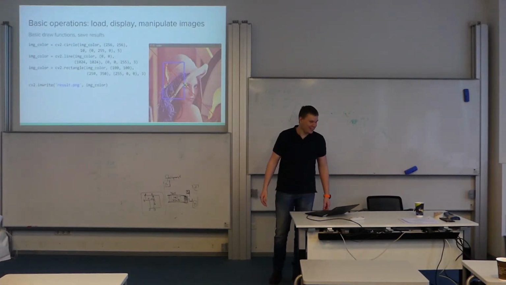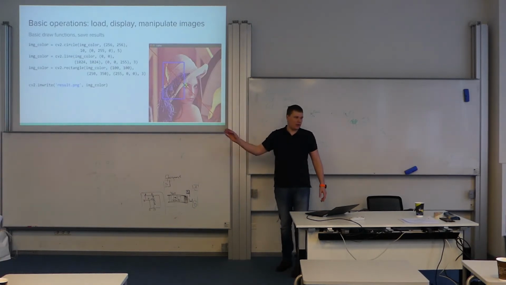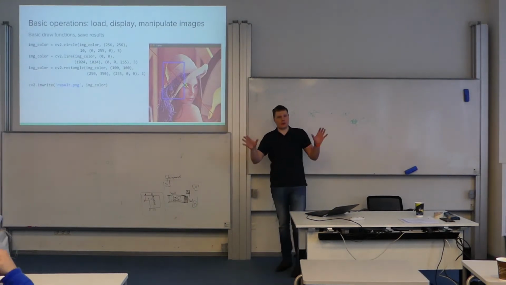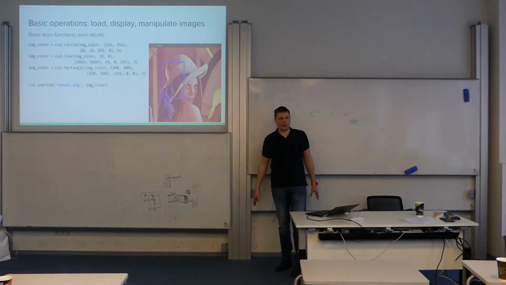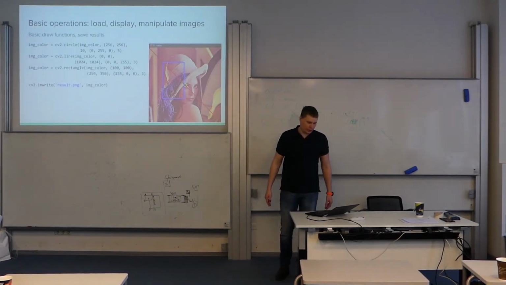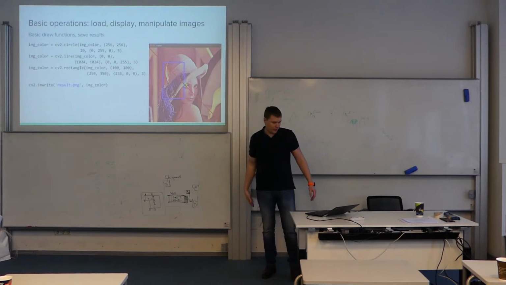What's the last parameter again? The last parameter is the thickness of the line. You can find all this information in the OpenCV documentation. It's very well written, I think, and the OpenCV team does a lot of work to have good documentation. So we can draw something, and also we can save something.